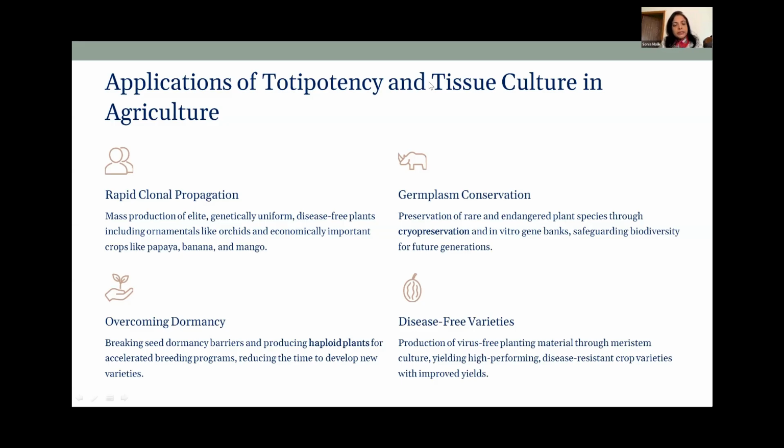And for overcoming dormancy also, the plant tissue culture technique is very helpful. For example, if some seeds are not able to give rise to a plant, then we can isolate the embryo and grow it. And it is even possible to obtain haploid plants using anther culture or microspore culture. Another one of the biggest applications of tissue culture technology is to obtain new varieties. Through breeding methods, it takes a minimum of about 5 to 6 years to obtain a new variety, but by using tissue culture, we can get a new variety within 2 to 3 years at the most.